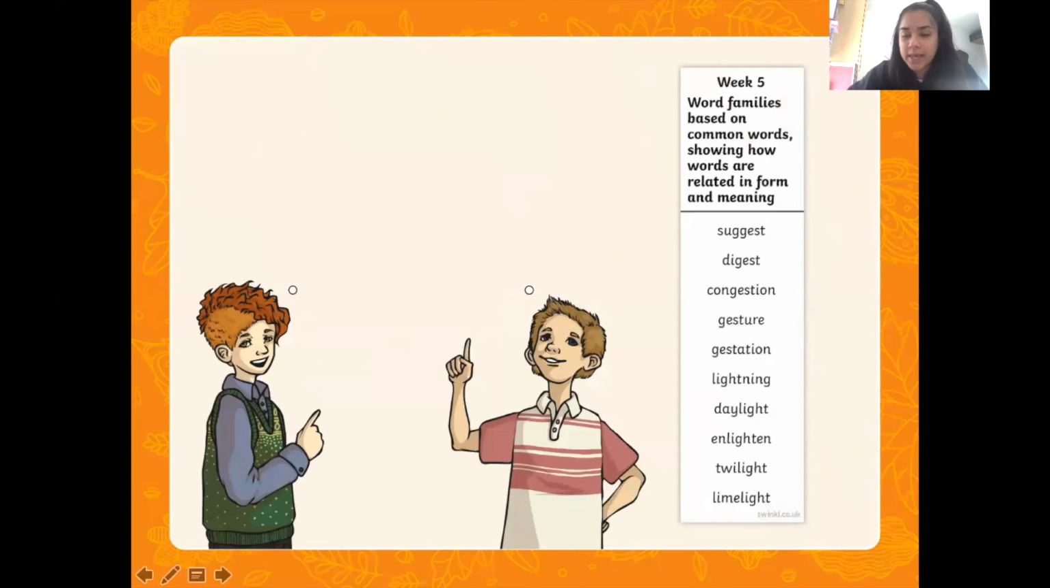So here are your 10 spelling words. Can you please make sure you have them written down? And your challenge is to write some sentences using these new spelling words up on the screen now. So we've got suggest, digest, congestion, gesture, gestation, lightning, daylight, enlighten, twilight, and limelight.